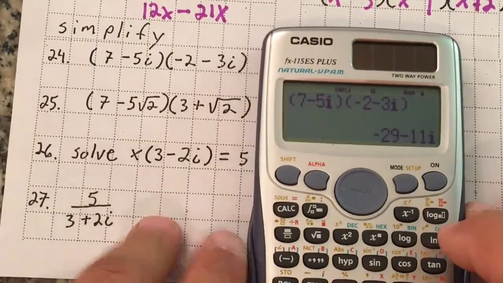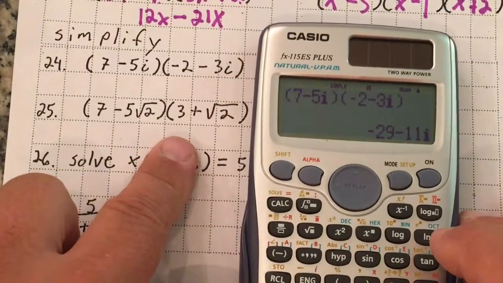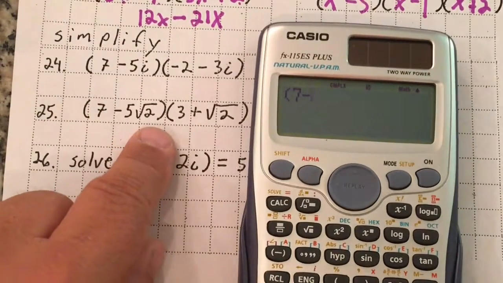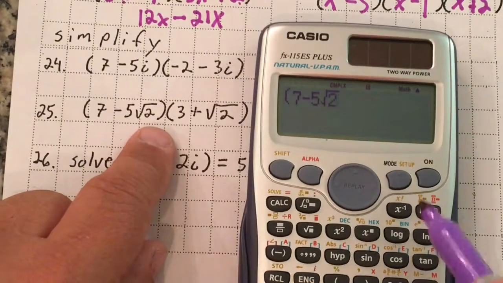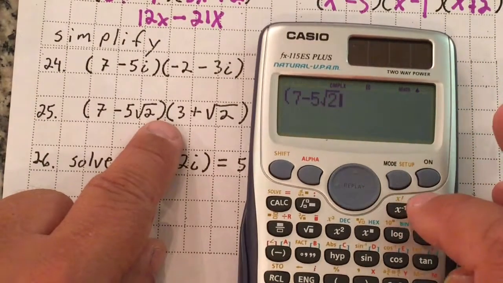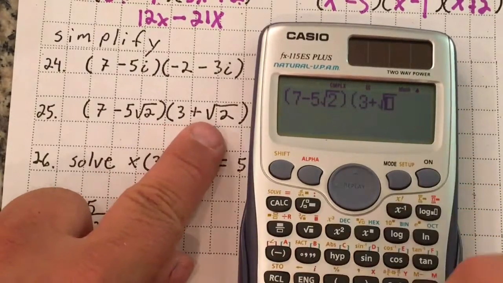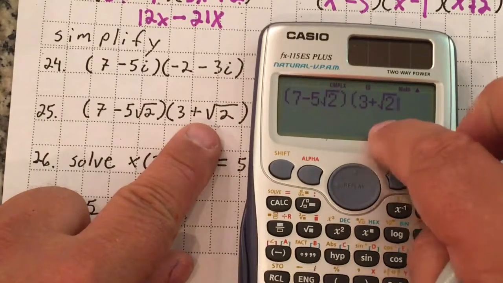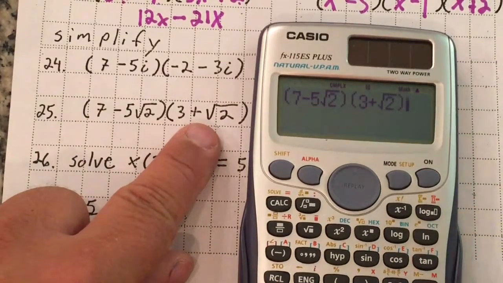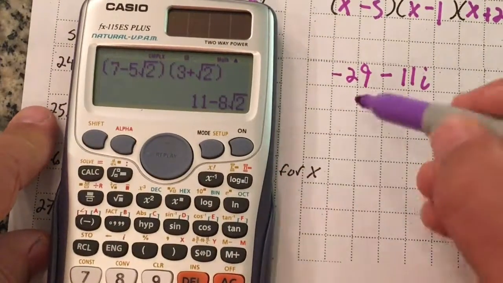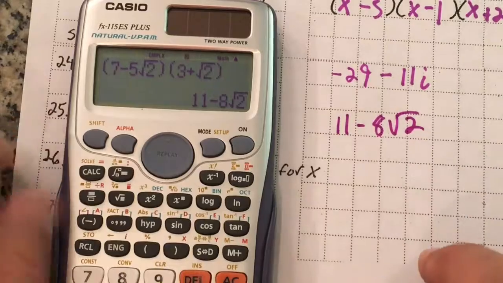Now, I don't have to change the mode to deal with the radicals. I can leave it in complex mode, but I'm going to type it in just like it looks. Parentheses, 7 minus 5 root 2. Now this is important. You want to hit the right arrow button to get it out from underneath that radical. Then close the parentheses. Open the parentheses. 3 plus square root 2. Again, you hit the right arrow to get it out from underneath the radical. Close the parentheses, and yes, it will do that radical arithmetic for you. So then the answer is just going to be a basic 11 minus 8 root 2.